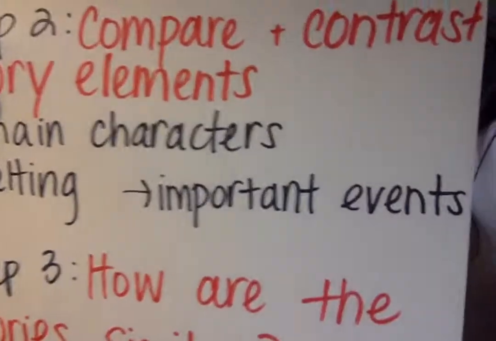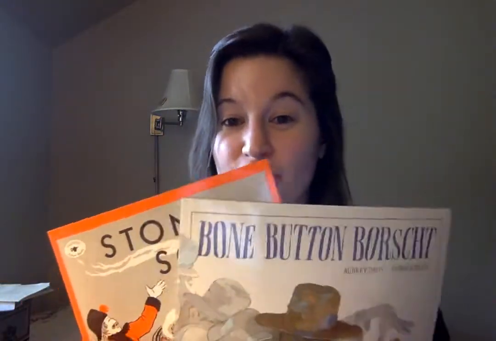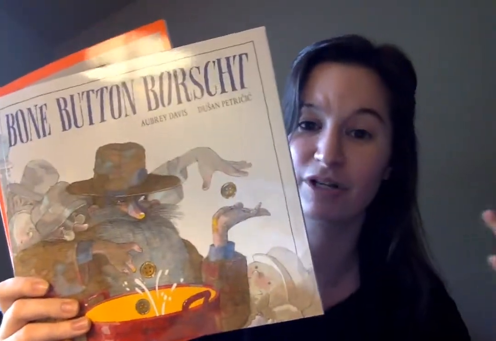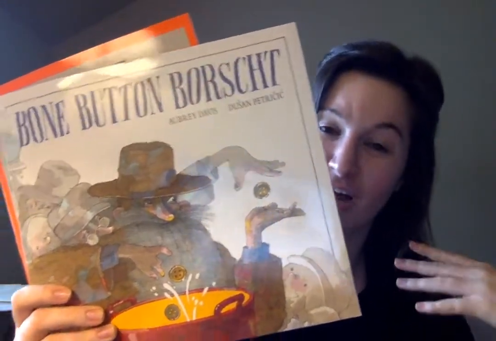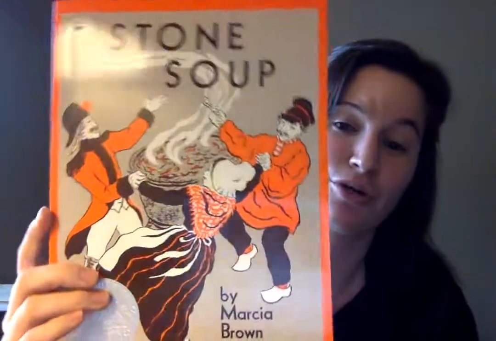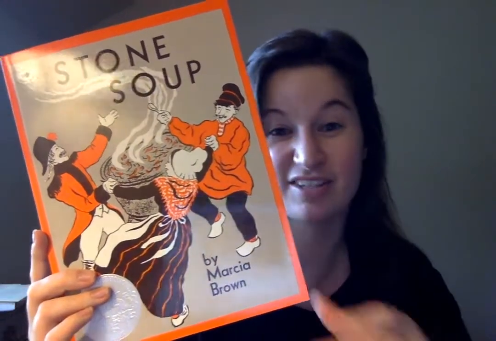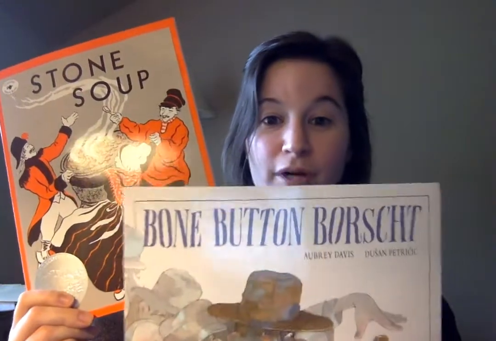And then moving into important events. The important events in a text are the character motivation and the problem and solution. When we look at the problem and solution in both texts, I would say they're also pretty similar. We have Bone Button Borscht, this man who wants a place to stay and wants food, but the townsfolk don't have that much food themselves and are not willing to share. And then we have Stone Soup. We have these three soldiers that also want food and shelter. Even though the people in this text do have a lot of food, they still don't want to share it, which is similar to Bone Button Borscht.